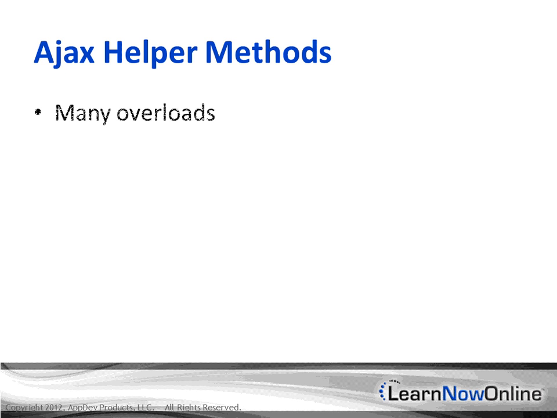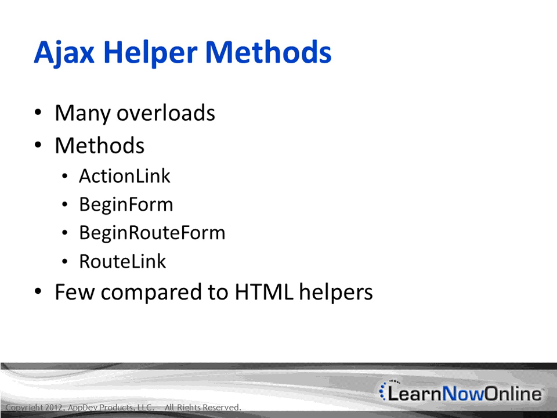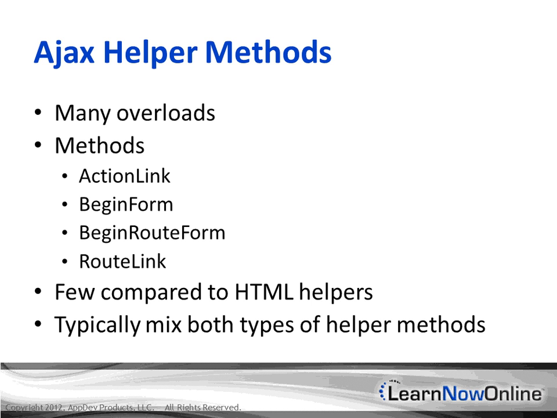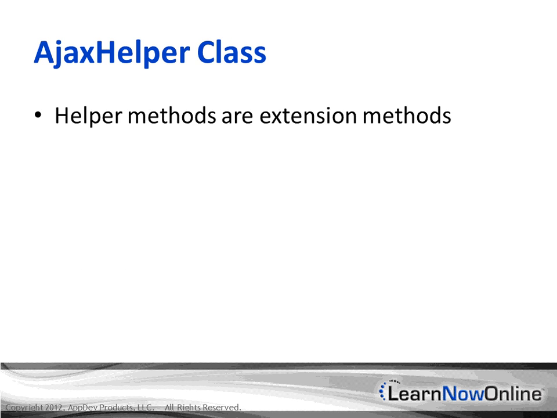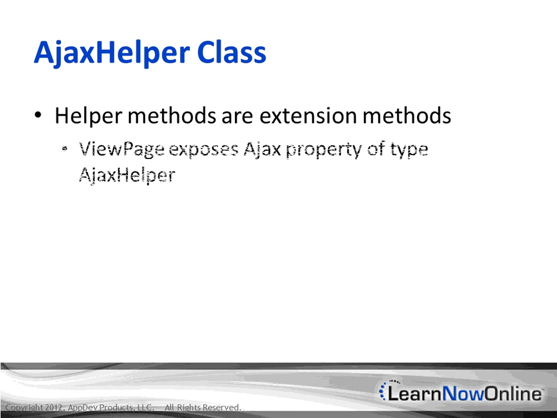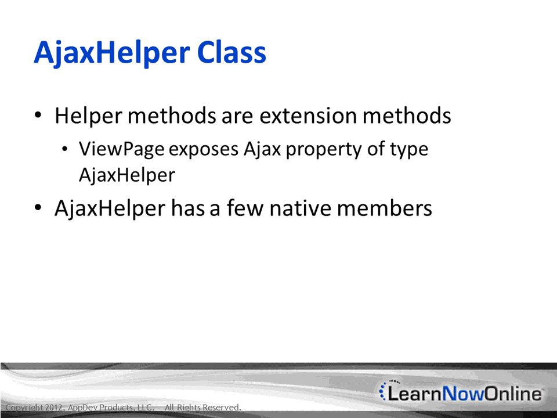Some of the methods include many overloads, and here are some of the methods that are commonly used. Here we have ActionLink, BeginForm, BeginRouteForm, and RouteLink, to name a few. Some of them are to be compared to HTML helpers, and typically we mix both types of helper methods here. The Ajax Helper class contains helper methods that are extension methods, and these have a view page that exposes the Ajax property of the Ajax Helper. The Ajax Helper does have a few native members, but you probably won't use those very often.